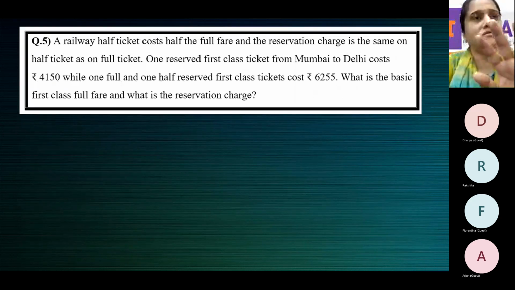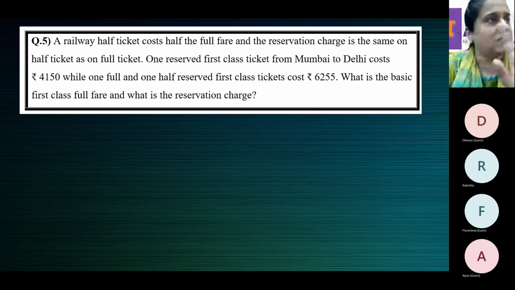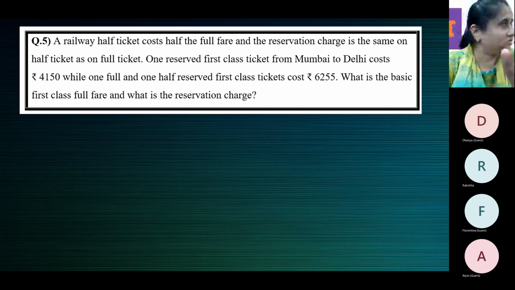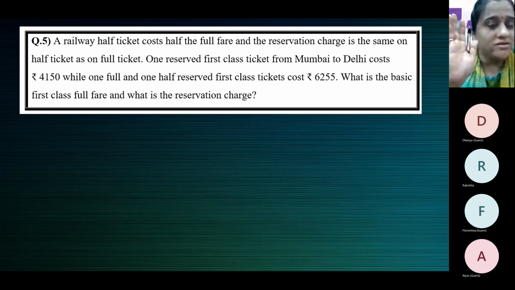So we'll construct the equations. You're going to solve and tell me the answers. Do it roughly. I'll explain the situation for you. Please listen to me carefully. A railway half ticket costs half the full fare. Kindly look at the board, all of you. A railway half ticket costs half the full fare, and the reservation charge is the same on the half ticket as on the full ticket.